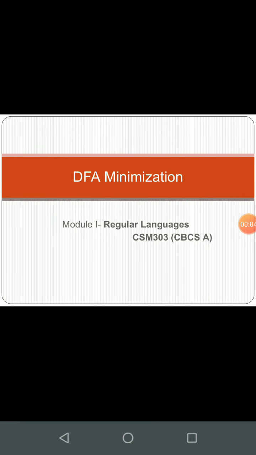Today's lecture will be on DFA minimization. So why do we need DFA minimization? Here our motive will be to reduce the number of states that we need to make that machine, or finite machine, work in minimal amount of time. If the number of states can be reduced, then the execution time will obviously reduce.